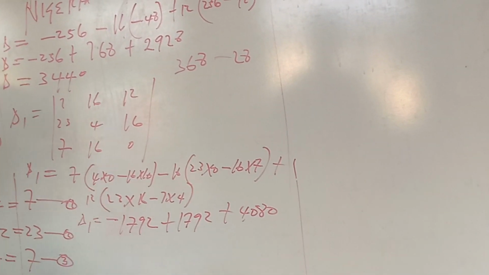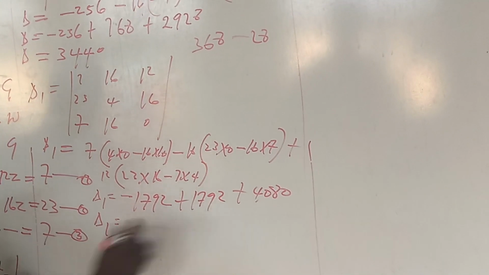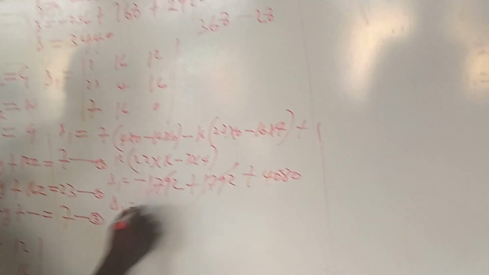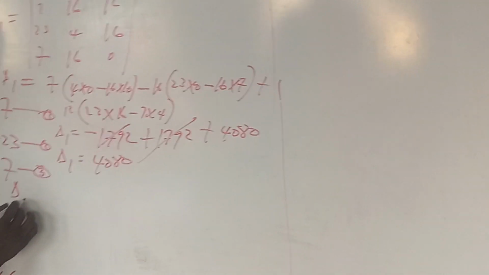4080. Like this? Alright, so delta 1 now becomes, addition before subtraction, 4080 plus 1792. Okay, God bless you. This will cancel this, and what is left is 4080.